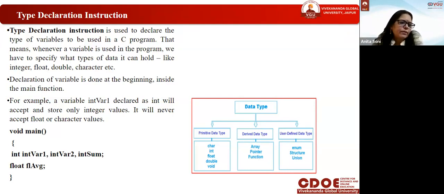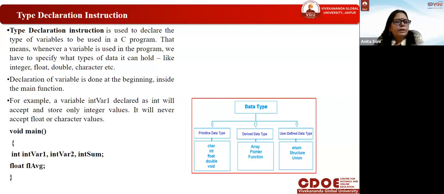Data type, then variable name. For example, in this slide, you have different types of variables: int var1, int var2, int sum. There are three variables, and the data type of all three is int. And there is another variable, float average, whose data type is float. Means in the above three variables, you can store only whole numbers. In float average, you can store decimals.